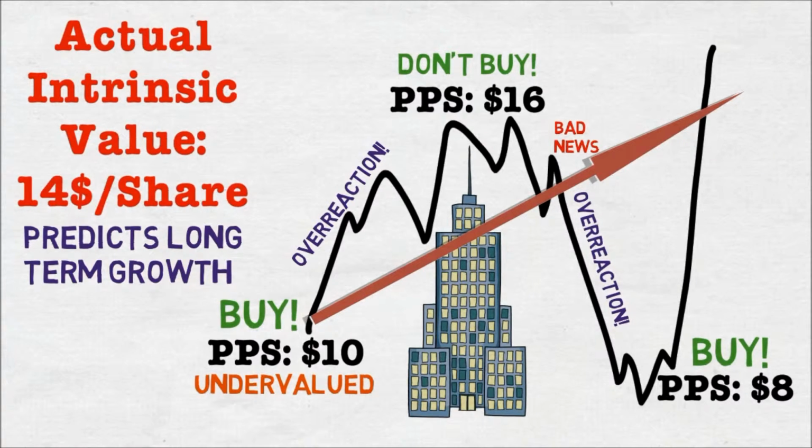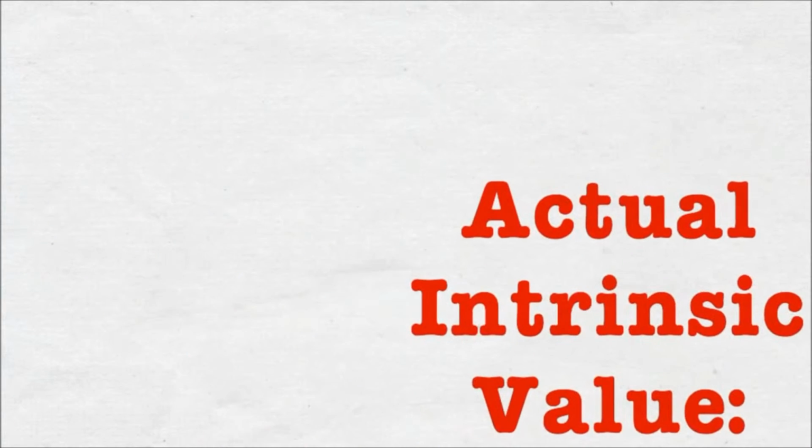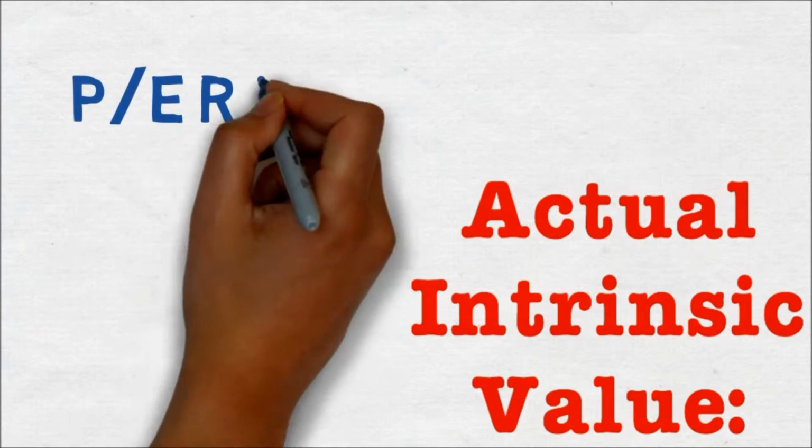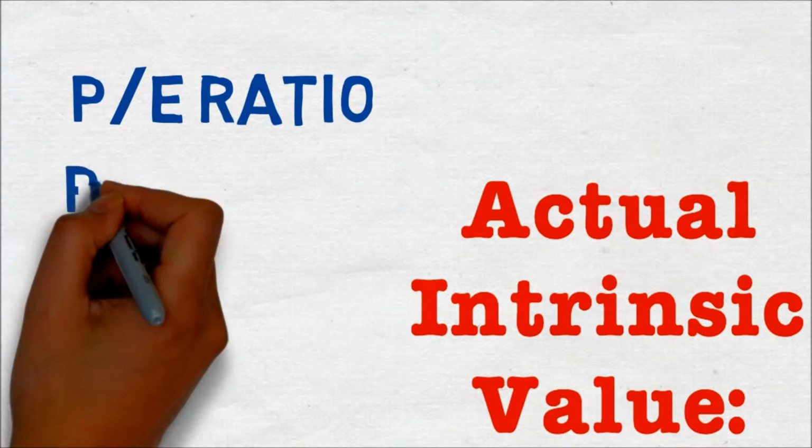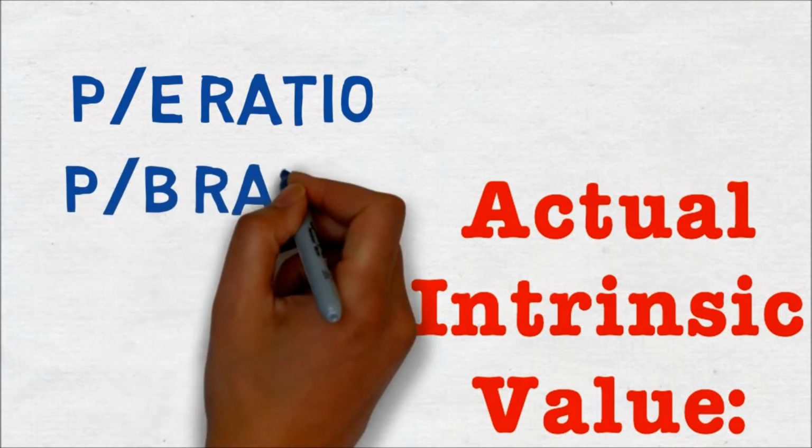Now again, you can use a lot of things to try and figure out what the actual valuation of a company is, but that gets to be quite complicated. You can use low PE ratios, low PB ratios, high dividend yields, etc., to try and figure out what that company is worth and if that company is undervalued.